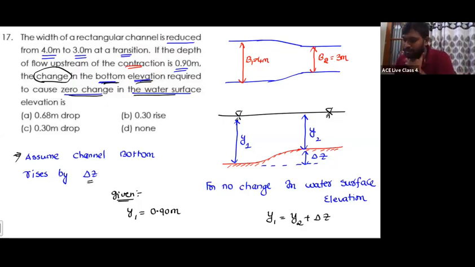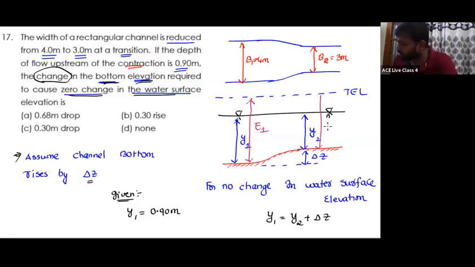Now let's see. Whatever this is, it is nothing but the total energy line. Does it just look like a uniform flow? Forget about that first. Let's get down the relation between the specific energies. Here this is the specific energy E1, and here this is the specific energy E2.